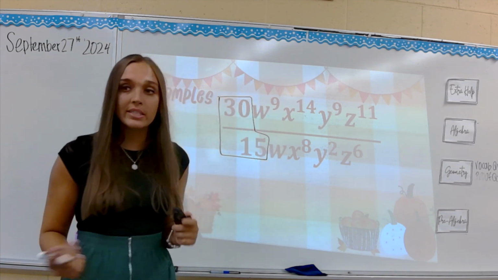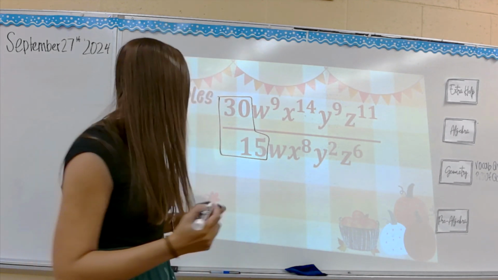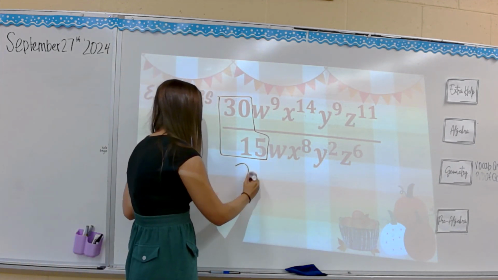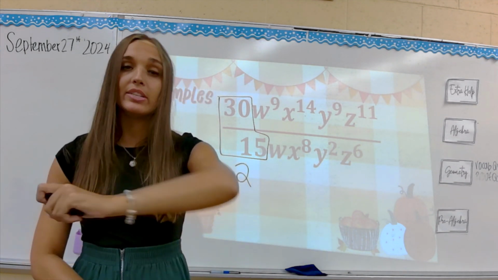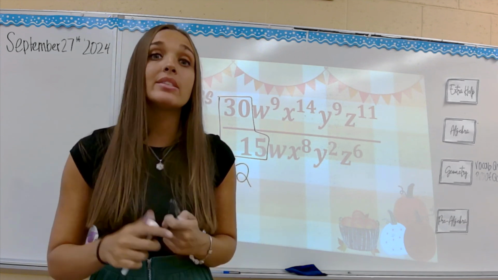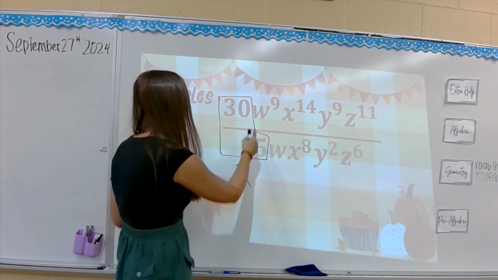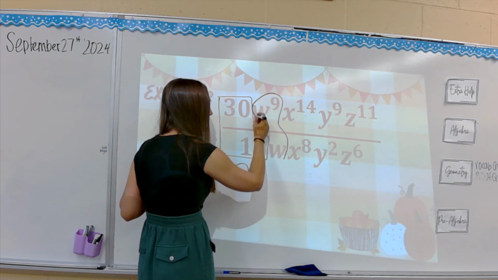I do my little dance. My dance tells me to divide. So I do 30 divided by 15, which is 2. I divided. Now my second part is to subtract. So I'm going to subtract my like bases' exponents. So I have a w to the 9th and a w. I like to put them together so I know I'm working with that.